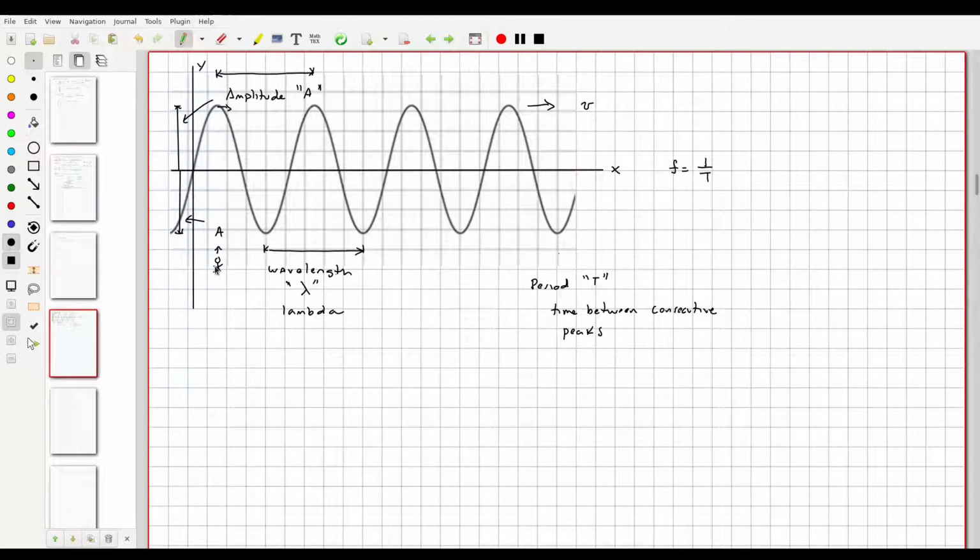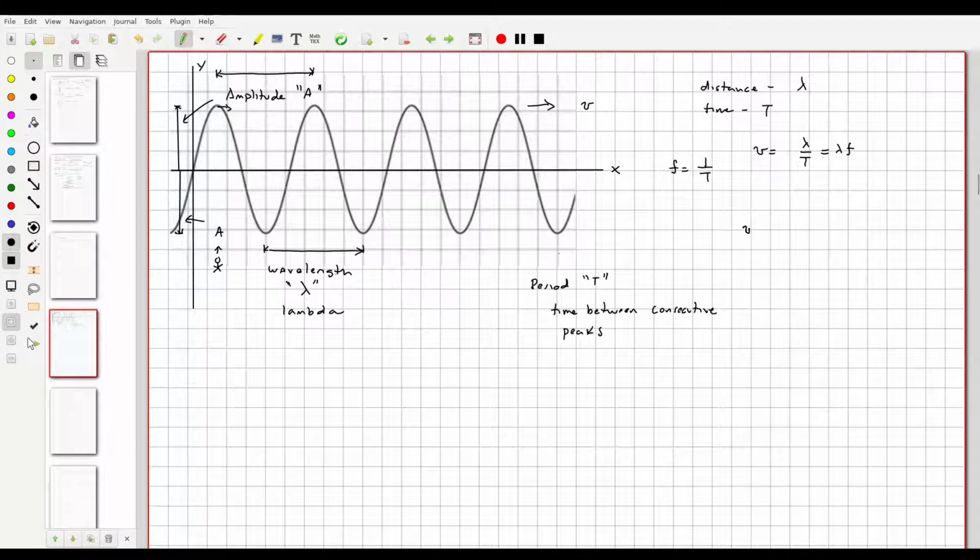So if I were to sit here and watch this one peak leave and the next peak show up, the distance that that peak would have traveled would have been one wavelength. If I were to measure the amount of time it takes for one peak to leave and the next peak to show up, the time would be a period. Now we know speed is distance over time, lambda over T. But we also know that 1 over T, 1 over the period, is equal to frequency.